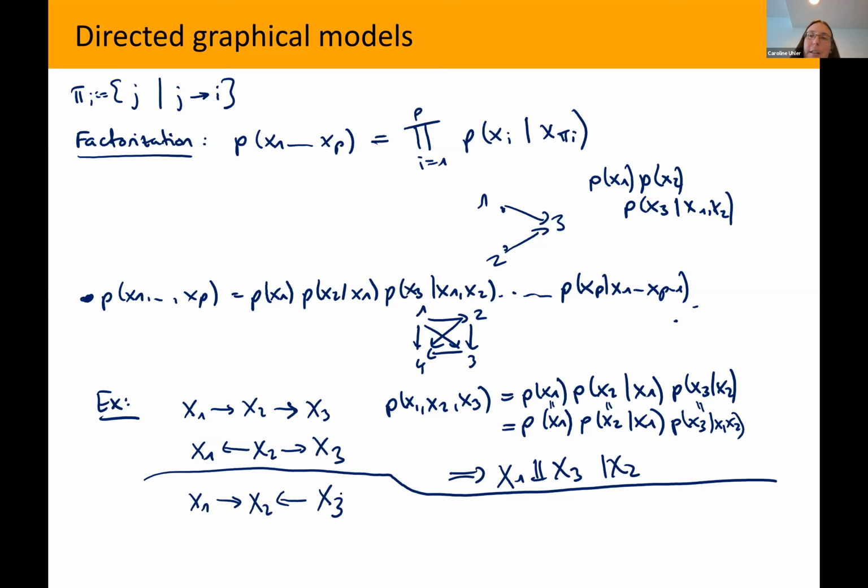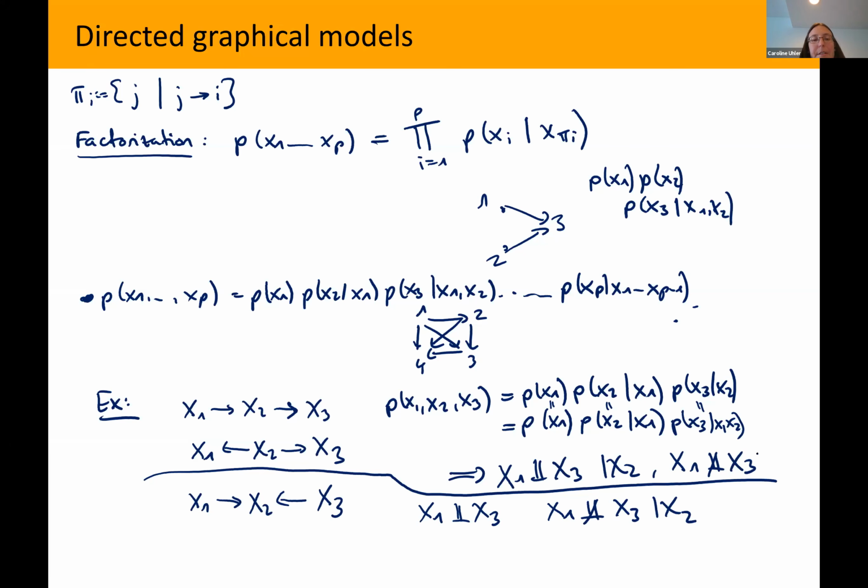From an undirected setting, they're all the same, but from a directed setting, they're really not. I want to convince you that we're actually going to get very different conditional independence relations. In fact, we will get that x1 is independent of x3, and that x1 is not independent of x3 given x2. And up here, we would have that x1 is not independent of x3 itself.